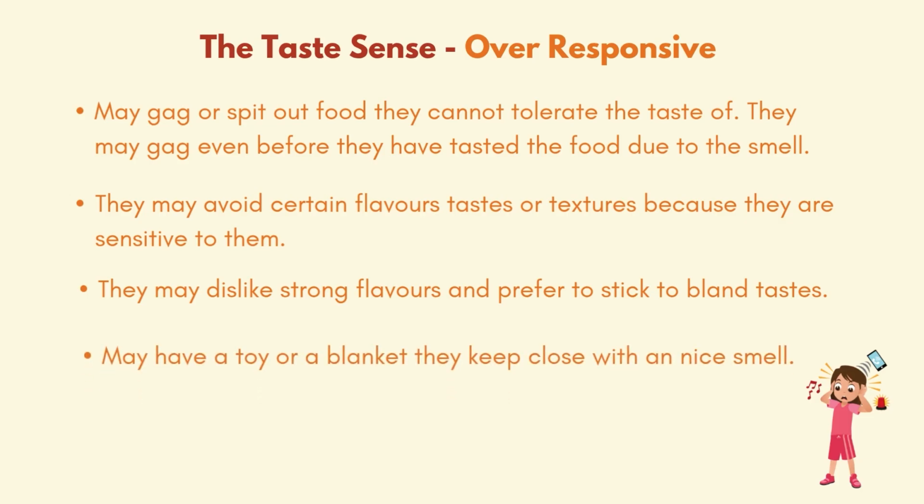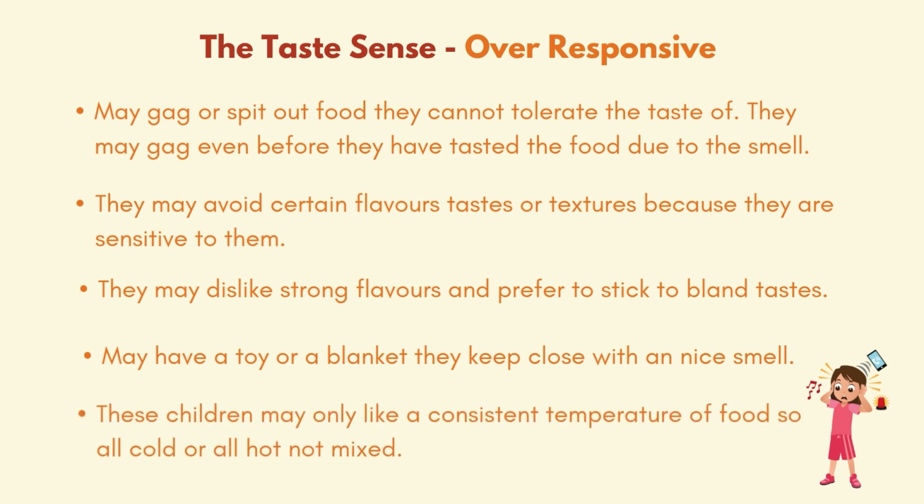Because they are sensitive to food, they may have a toy or blanket that they keep close to them with an enjoyable smell on it so they can override the unpleasant smells or tastes that they come into contact with. These children may only like a consistent temperature of food, so all cold or all hot, not mixed.